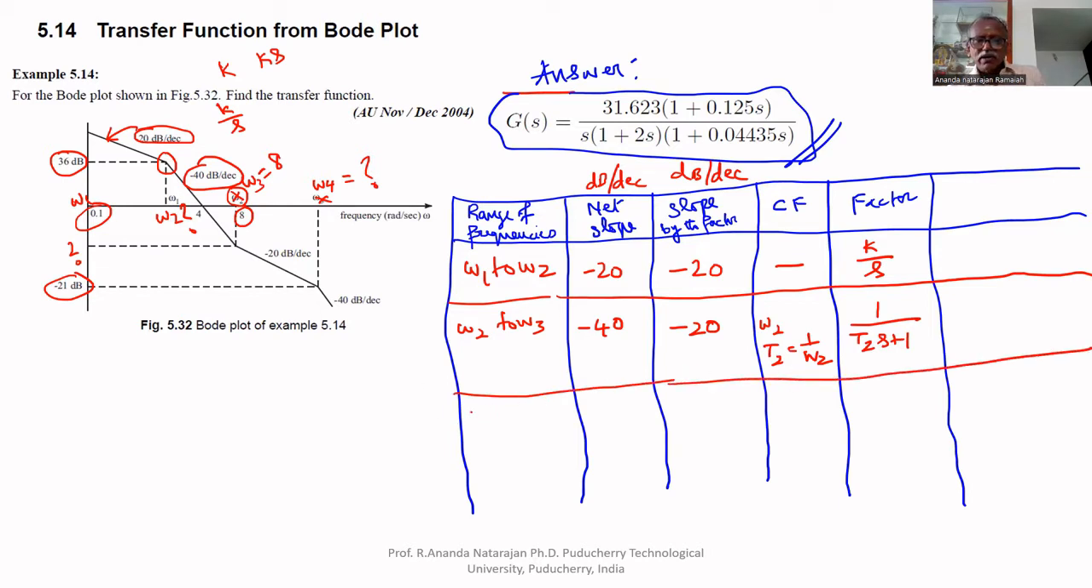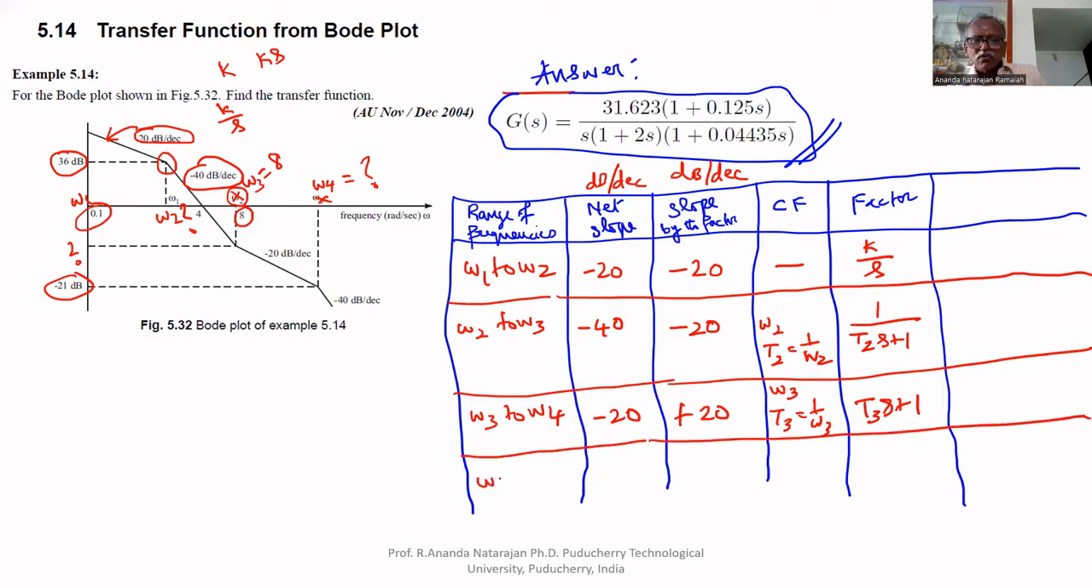The next one is omega 3 to omega 4. Omega 3 is here, it is given as 8. The slope is changed from minus 40 to minus 20. The net slope in this range is minus 20. Earlier it was minus 40, now it becomes minus 20, which means plus 20 dB. The corner frequency is omega 3. Therefore, T3 equals 1 by omega 3. Therefore, this is a numerator factor, plus 20, so T3s plus 1.